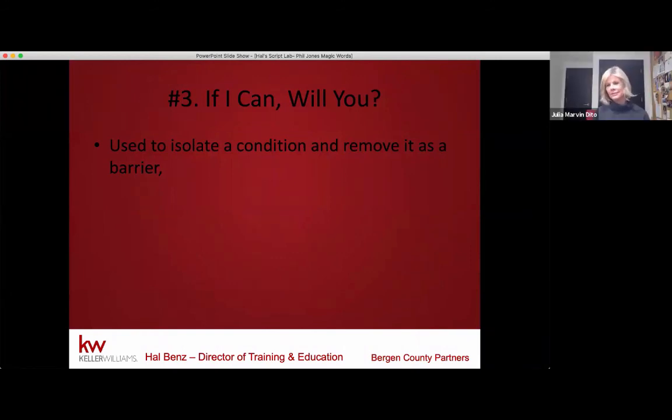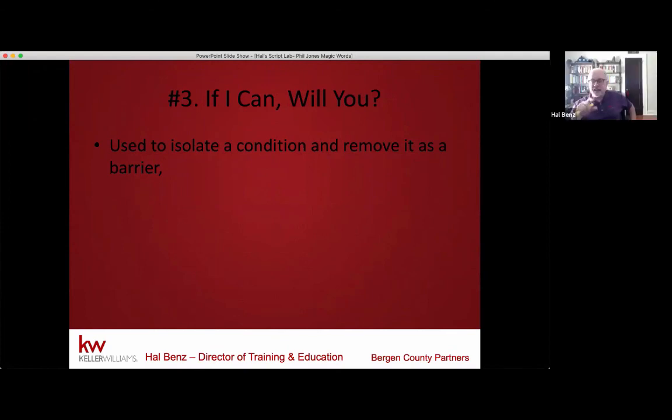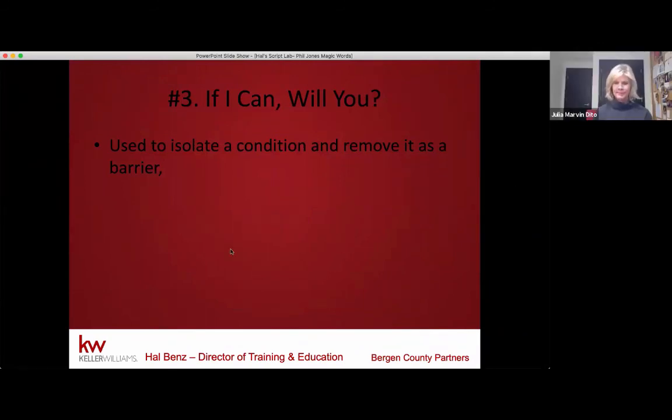Right. If I can solve that problem first, if I can help you find a house that you feel comfortable we can place an offer on, would you feel comfortable putting your house on the market? If I can solve the problem, would you take the next step? Right. Here's another example of how this could look.